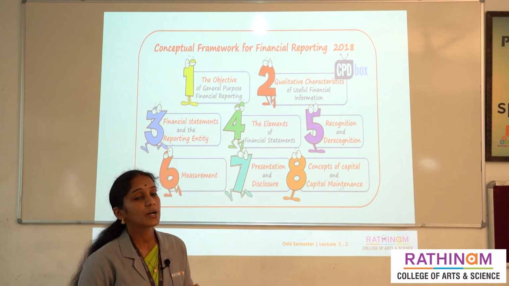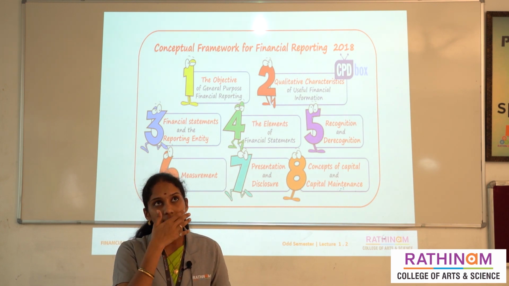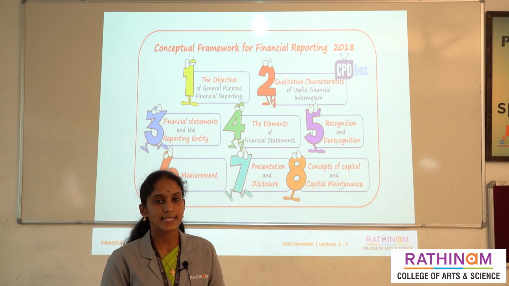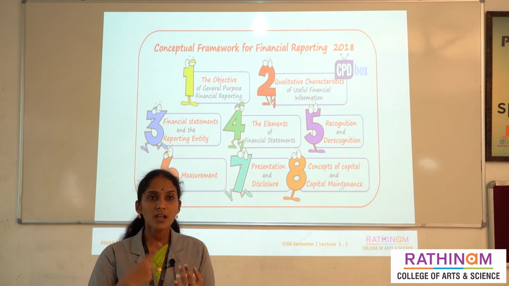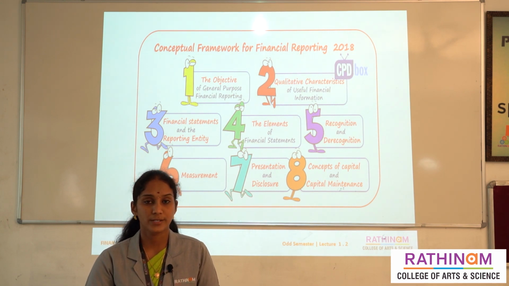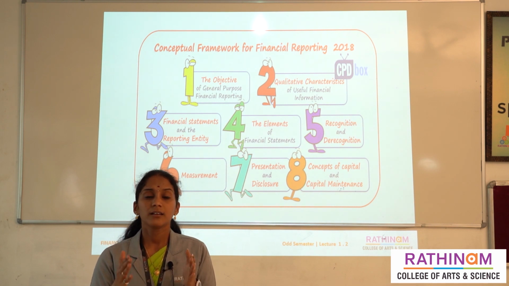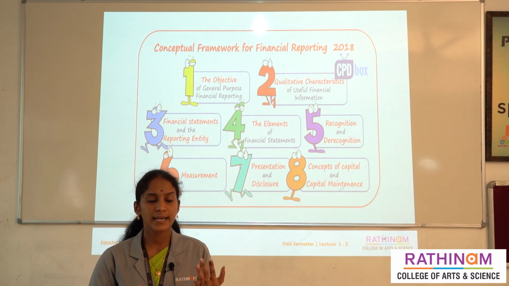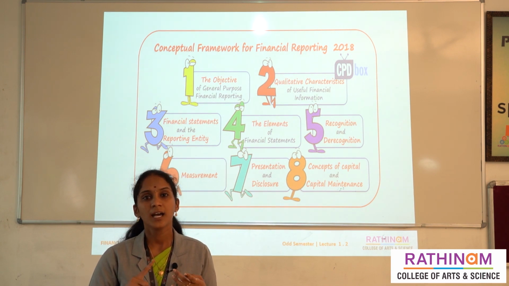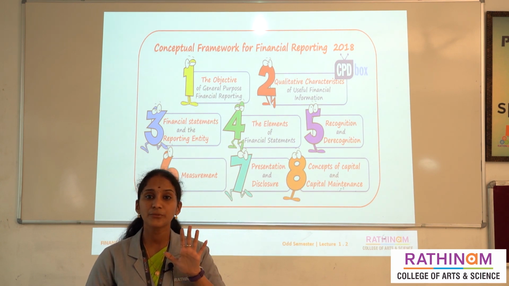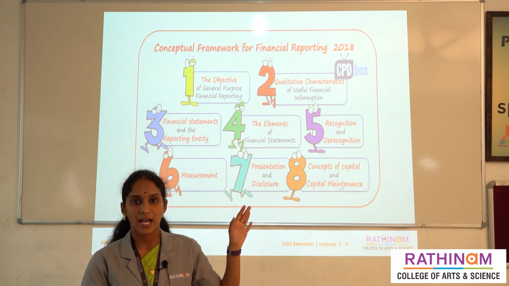The third one is the financial statements and the reporting entity. We all know what financial statements are: balance sheets, profit and loss accounts, and a number of other financial statements. The main things we focus on in the financial statements are income, expenses, equity, assets and liabilities. These are the 5 different things we need in the case of financial position.